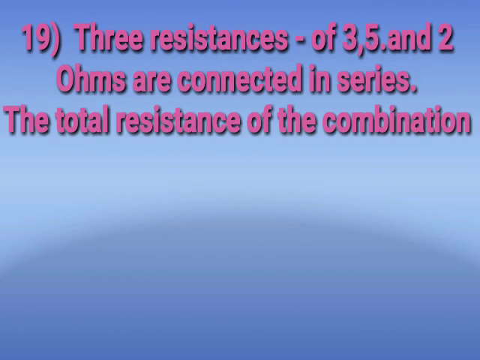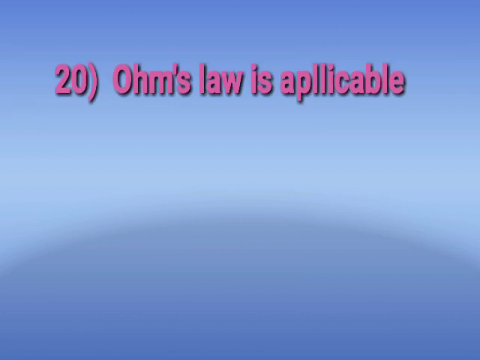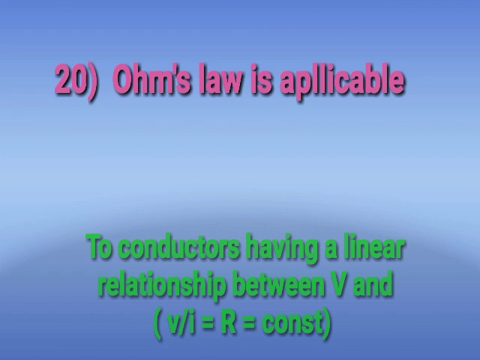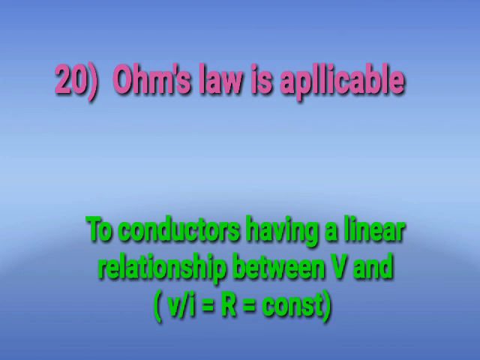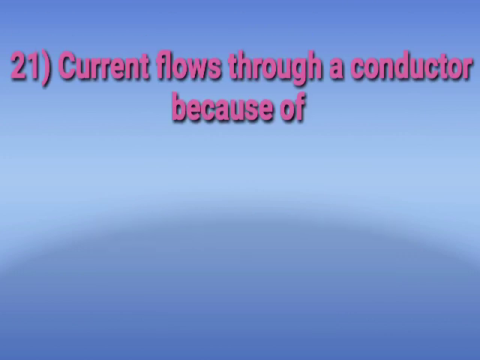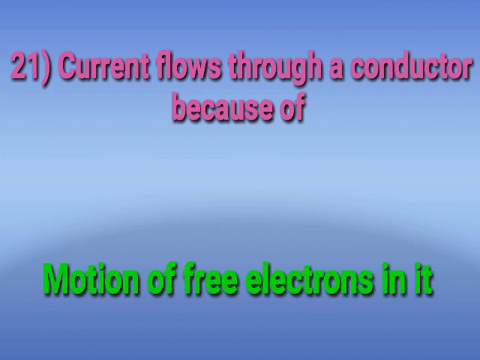Three resistances of 3, 5 and 2 ohms are connected in series. The total resistance of the combination is 10 ohms. Ohm's law is applicable to conductors having a linear relationship between V and I, where V by I equals R equals constant. Current flows through a conductor because of motion of free electrons in it.